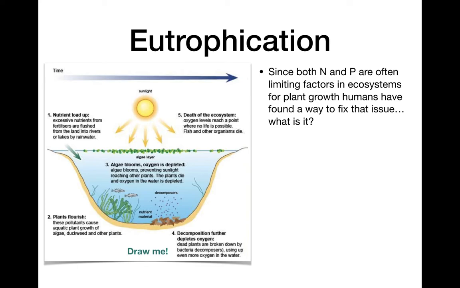So since both nitrogen and phosphorus, we taught them last class, those 2 cycles are both limiting factors in ecosystems. They limit plant growth. Humans have found a way to fix that issue. How do humans fix the issue of a lack or insufficient nitrogen and phosphorus? Well, we have invented chemical fertilizers. Morocco is known for its phosphorus, and a lot of phosphorus gets used to produce fertilizers for agriculture.